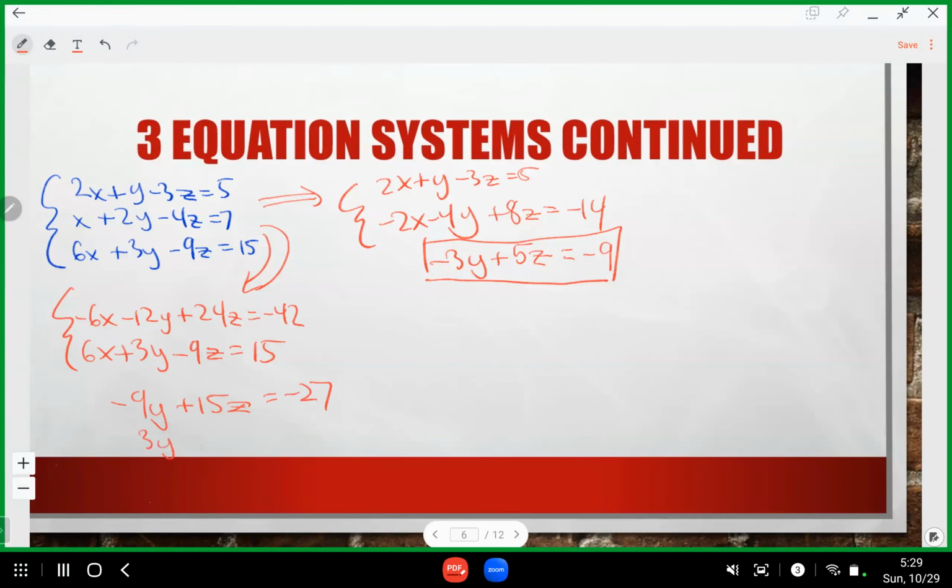So 3y minus 5z is equal to 9. And what the heck? We got the same equation. That's funny. All right, let's see what happened here. We need another equation because these two are the same. So what do we suggest we do? We do equation 1 and 3. We could try that. Let's try that.